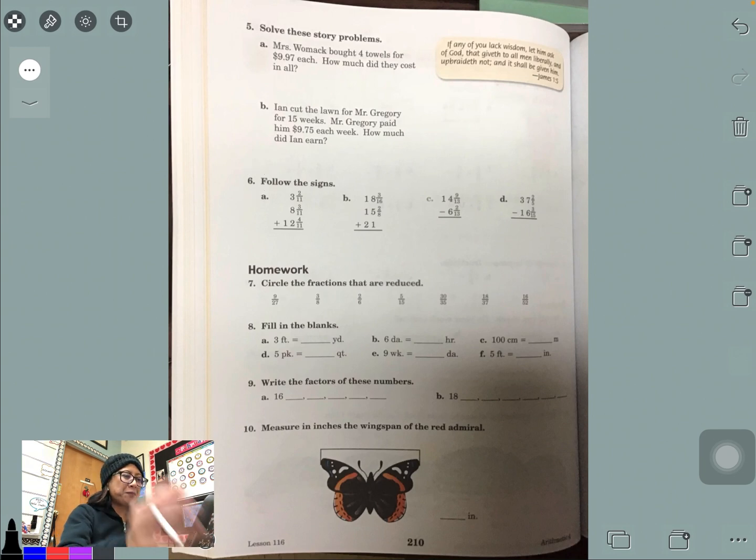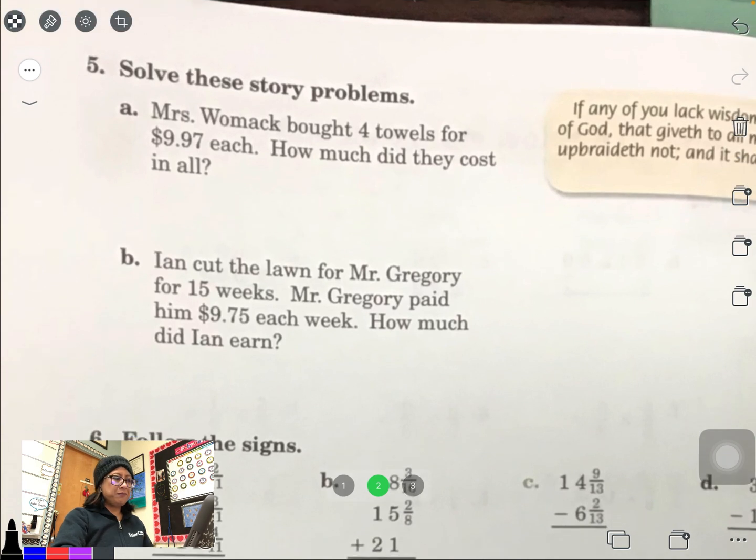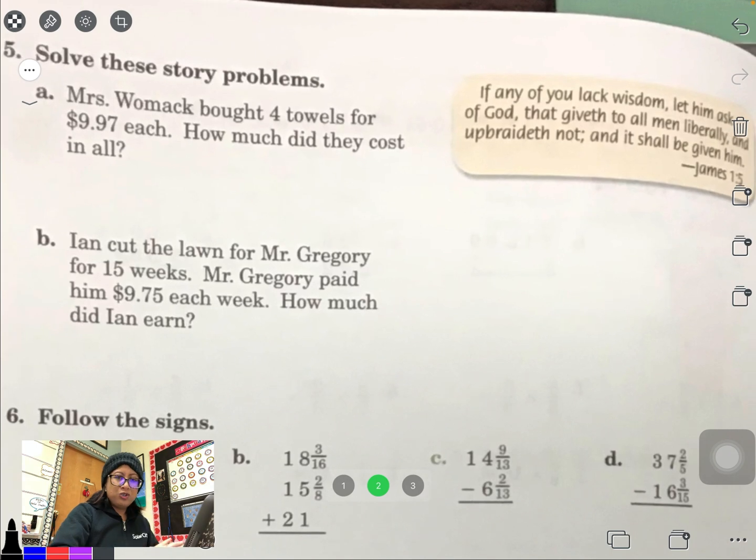Yeah, you're welcome. Let's see. I'm going to do number 5. Let's do number 5 together. We have time. Mrs. Womack bought 4 towels for $9.97 each. How much do they cost in all? All right, this is a very simple multiplication problem that we can do. Just set it up, but you have to solve it on your own.